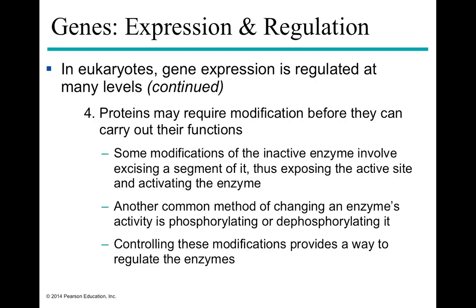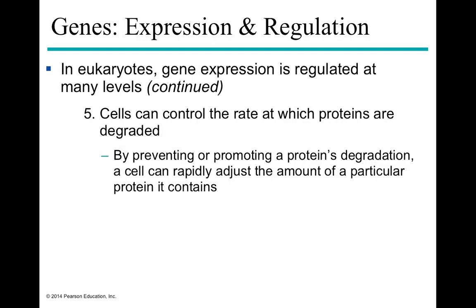We can also modify the protein. So we can start with a nascent protein that needs to be modified in order to become functional. So we'll start off with an inactive enzyme, and then we have to cut it open or excise a segment of it to expose the active site so the enzyme becomes active. Or we can phosphorylate or dephosphorylate the protein to increase or decrease the enzyme's activity. So there's multiple different ways that we can control the protein function at the protein level as well.